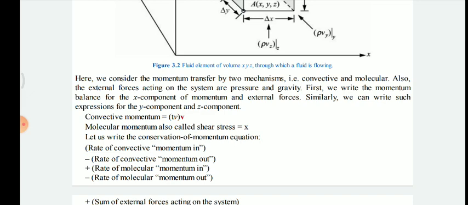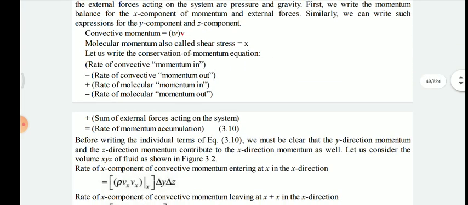So let us write the conservation of momentum equation. This is the general shell balance equation, in which rate of momentum in minus rate of momentum out has two parts, first convective and second molecular momentum, plus the external forces acting on the system. That means we are considering two: first pressure, and second gravity. Now we put down the values of each term, the convective and the molecular transfer.